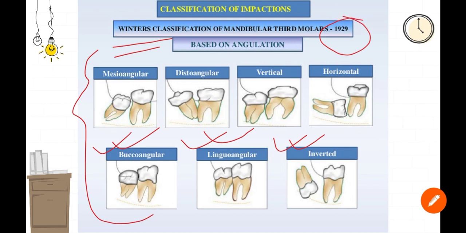Some high yield facts: mesioangular is the easiest, distoangular is the most difficult, and the most common impaction that we see in day to day practice is mesioangular. These 3 points you have to keep in mind.